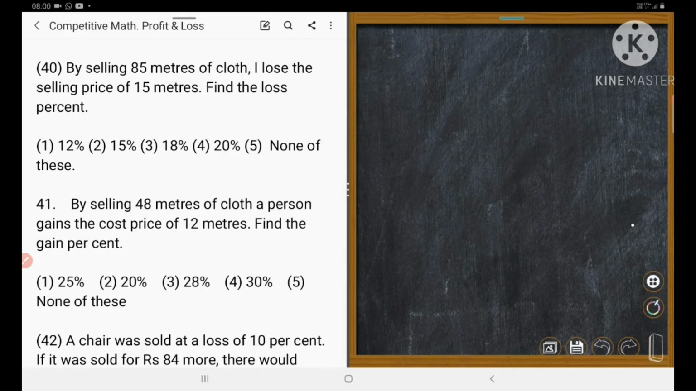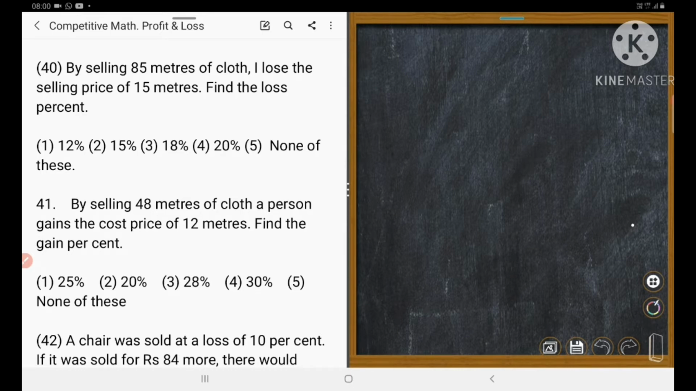Today we shall start from question number 40, that is the arithmetic on profit and loss. The question number 40 is like this: by selling 85 meters of cloth, I lose the selling price of 15 meters. Find the loss percentage.